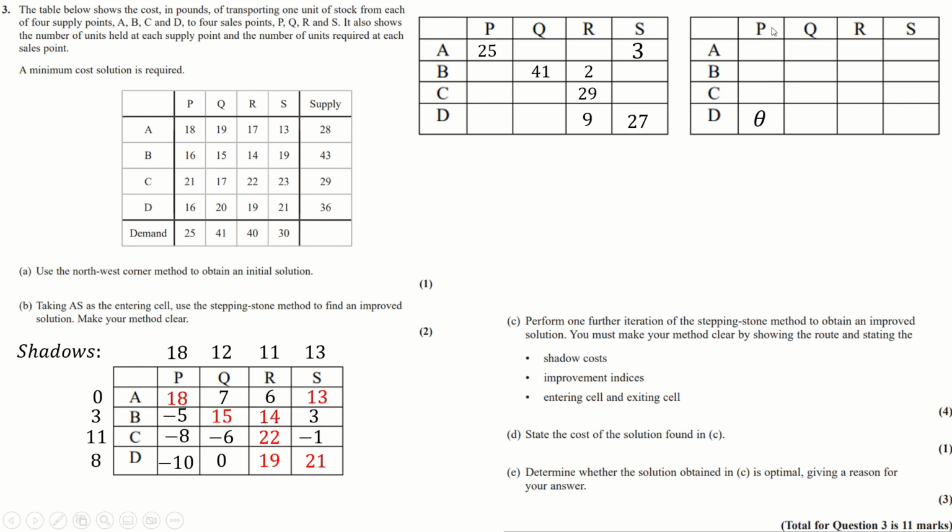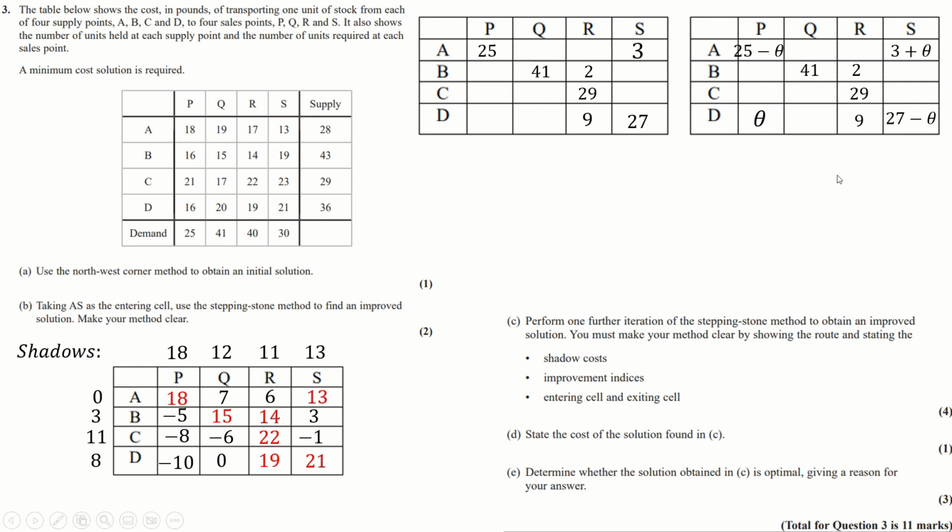Our entering cell is DP. And we'll do the same thing again. So we need to take away 20 theta from this 25 to balance this column. We need to add it into this 3 to balance that row. We need to take it away from this 27 to balance that column, which also fantastically balances that row. So all the other numbers can just remain the same. And we're good to go.